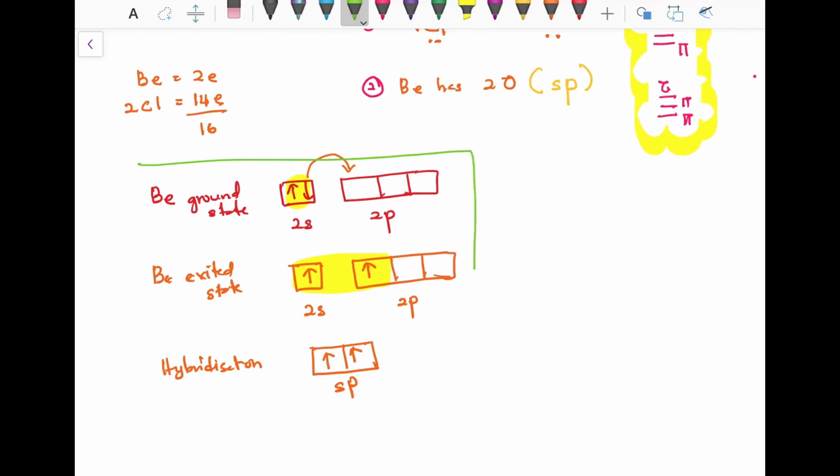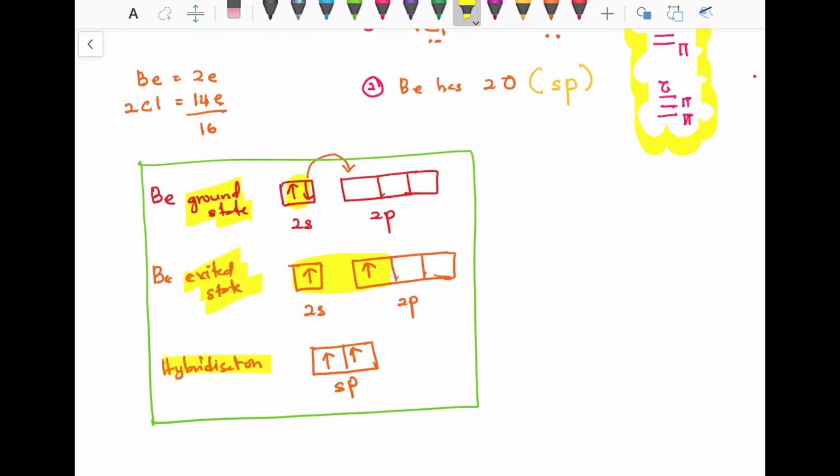This is one whole set. It begins with the ground state, the excited state, and the hybridization. So this is for the central atom.